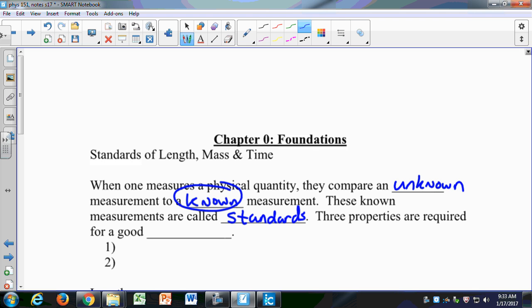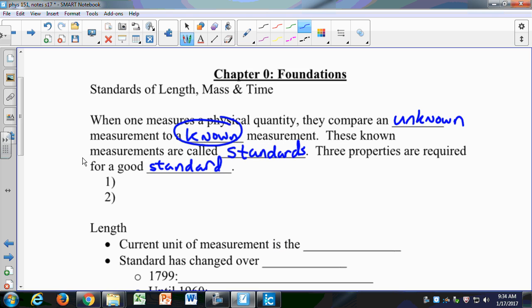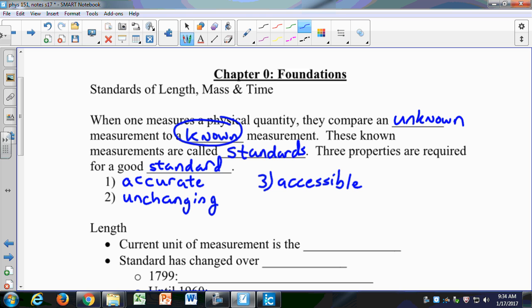And to have a good standard, we need three properties to be true. The first is that it is accurate. The second is that it is unchanging. And the third property of a good standard is that it is accessible to all, or to most at least. Accessible. I think that's spelled correctly. We need a standard that's accurate, something that the known value is known really well, or at least to the amount that we need to make the measurements by.